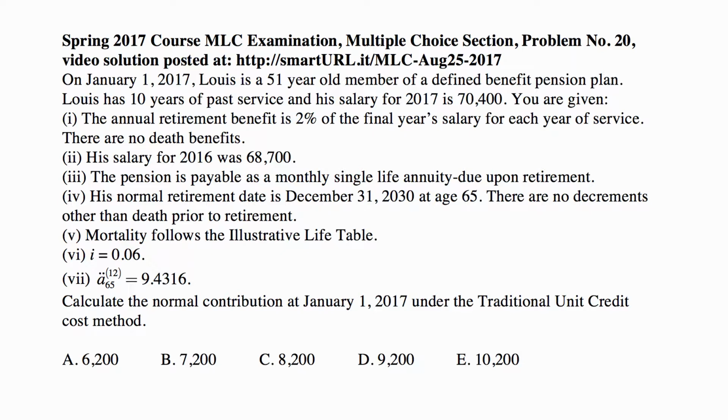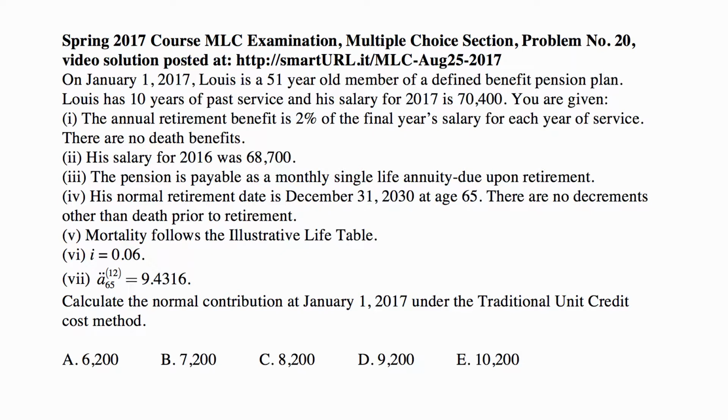His salary for 2016 was $68,700. The pension is payable as a monthly single life annuity due upon retirement. His normal retirement date is December 31, 2030, at age 65. There are no decrements other than death prior to retirement. Mortality follows the illustrative life table. Interest rate is 6%.